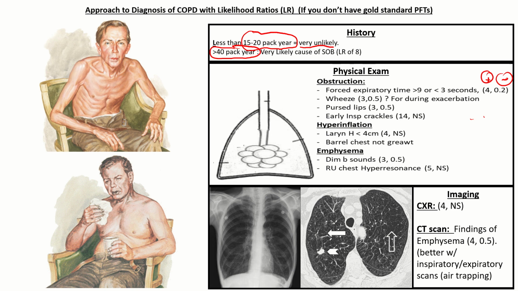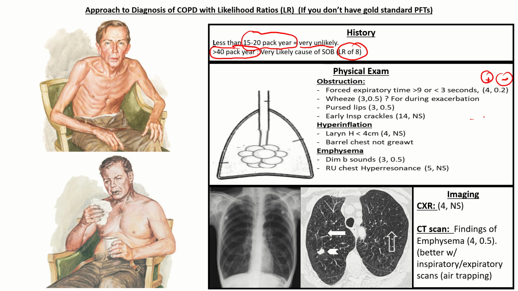But once you see about a 40 pack-year history, it's very likely the patient has underlying COPD, and that has a likelihood ratio of 8. All these likelihood ratios, I think, we're taking from the book by McGee, Evidence-Based Physical Diagnosis.